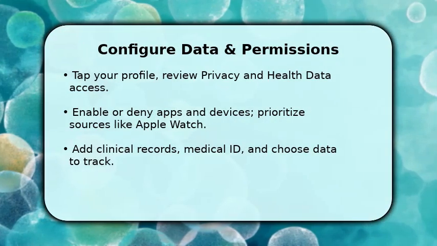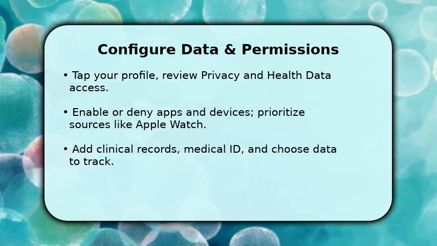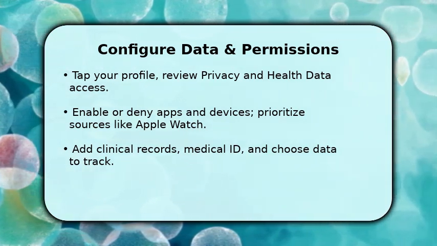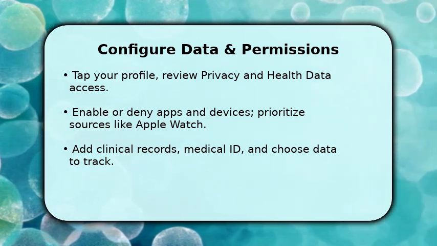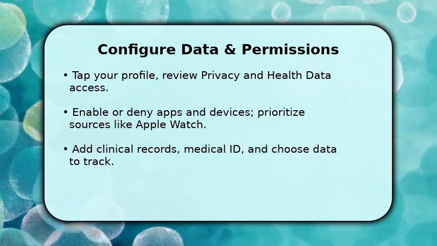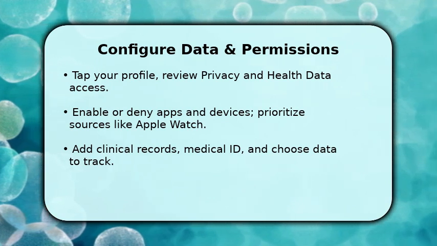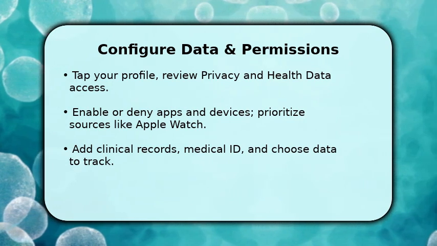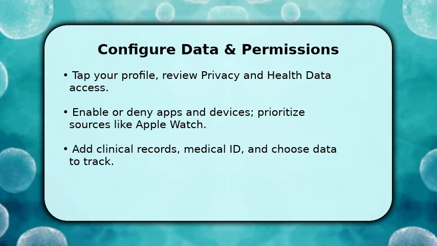Now configure what Health can read and write. Tap your profile in the upper right, then Privacy to manage app and device access. Make deliberate choices about which apps and wearables can share data. Once you allow a source, prioritize it in data sources so the most accurate device supplies readings. Add clinical records and medical ID details to make health information available in emergencies. These choices determine how reliable and useful your health dashboard will be.